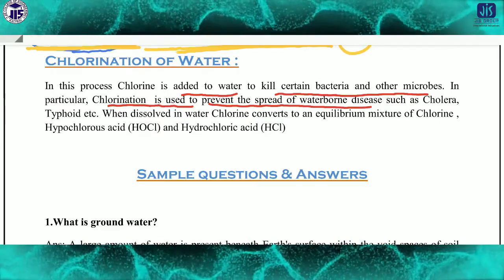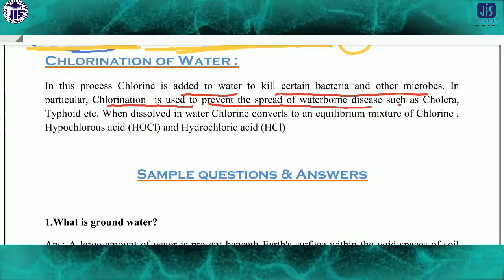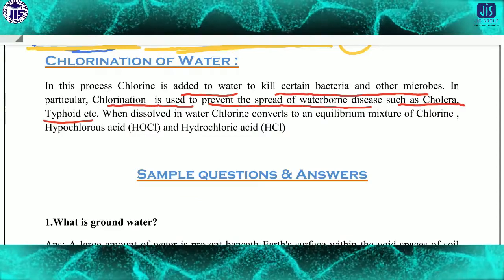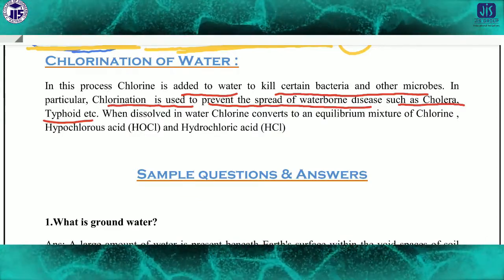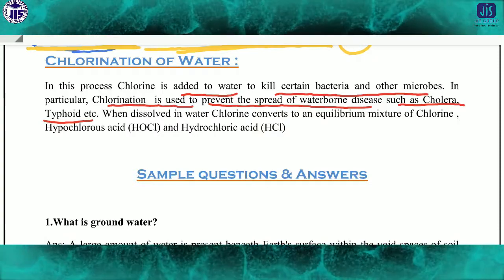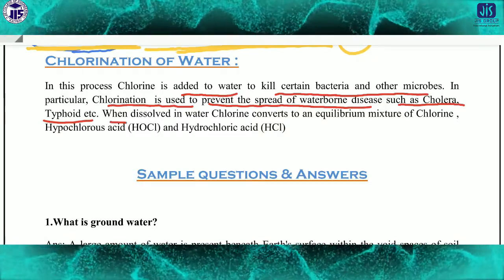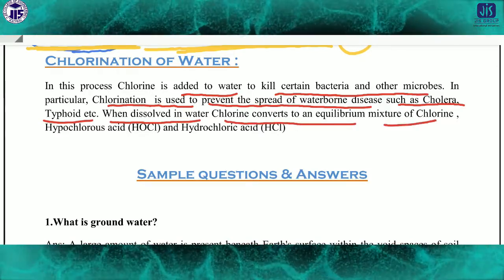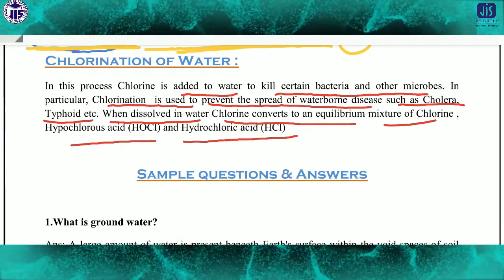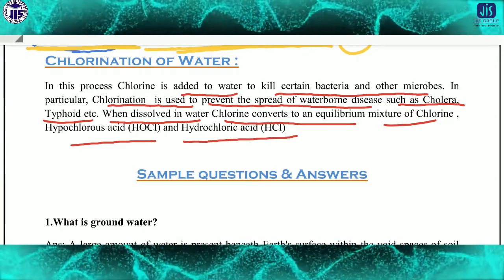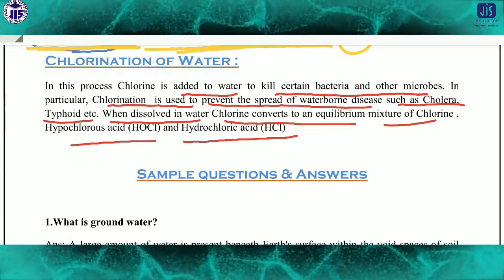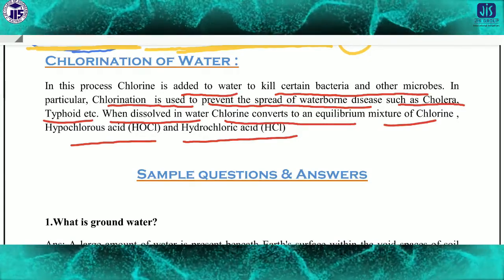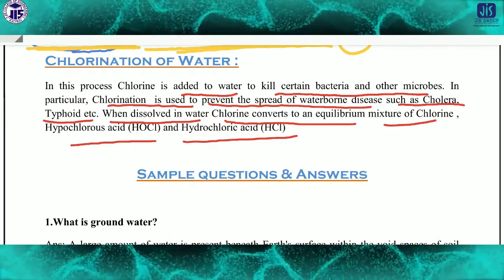There are some waterborne diseases like cholera, typhoid, etc., that can be spread from the water. That's why sometimes we have to use chlorine in the water. This is called chlorination of the water. When dissolved in water, chlorine converts to an equilibrium mixture of chlorine, hypochlorous acid and hydrochloric acid, that means HOCl and HCl. In this way chlorine kills the bacteria or microbes which may be dangerous for our health, and that's why it is important.